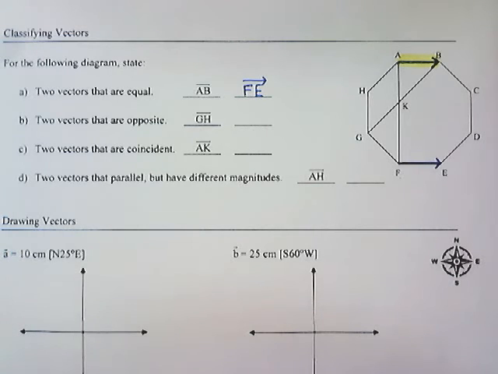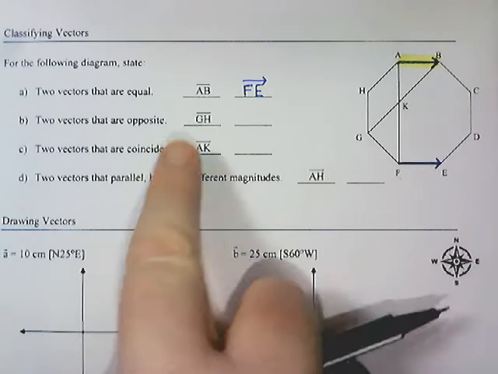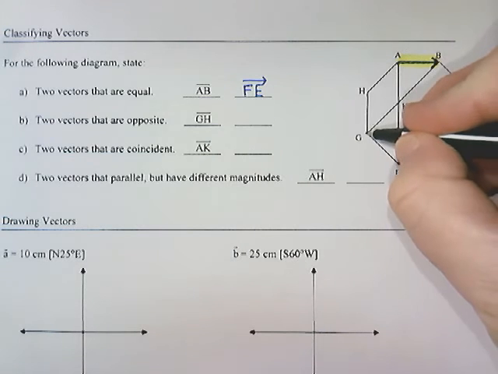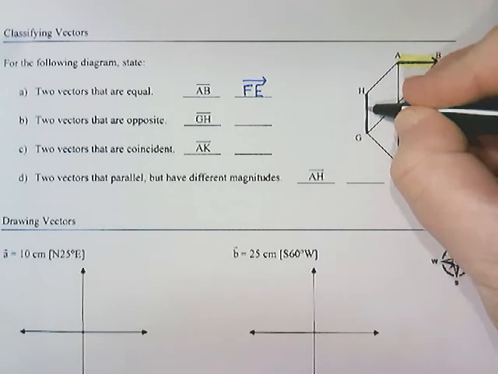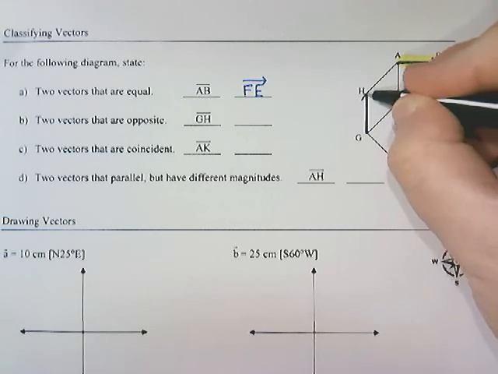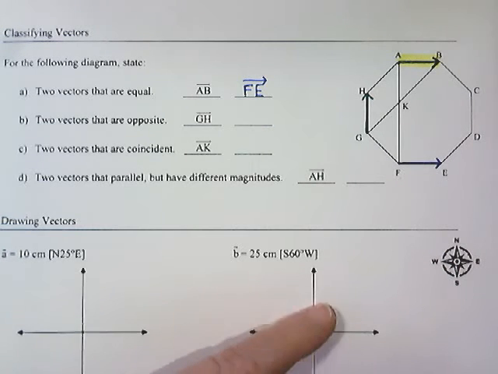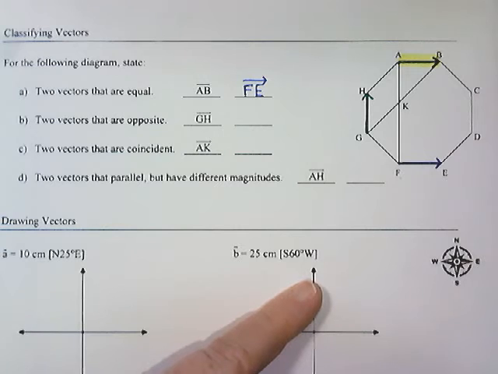All right, up next we are looking for two vectors that are opposite. So according to our vocabulary sheet that we just did, opposite vectors have the same magnitude, so the same length, but they point in different directions. So we are starting with GH. That means our vector starts at G and ends at H. So it is pointing this way. It's pointing up. So we're looking for something that is the same length, but the opposite direction.